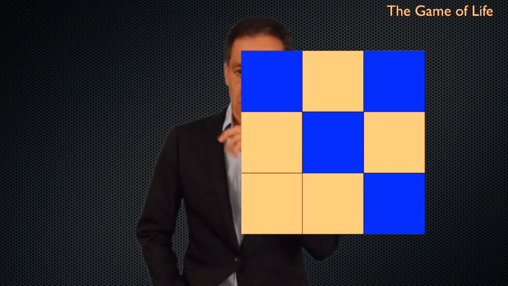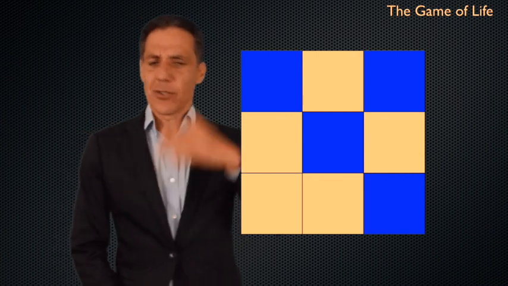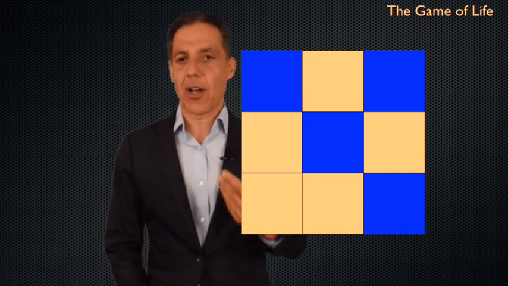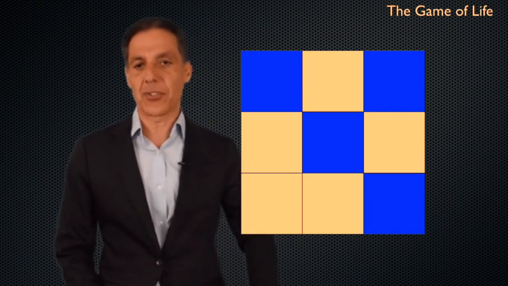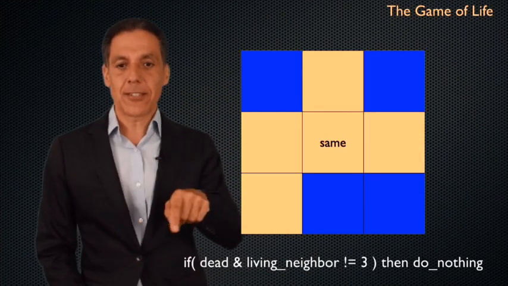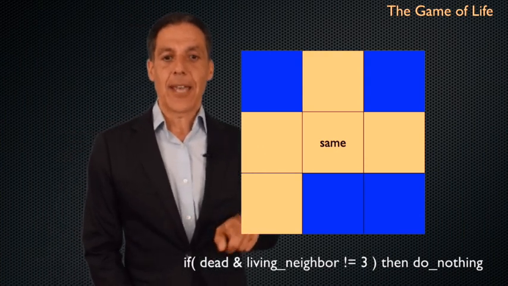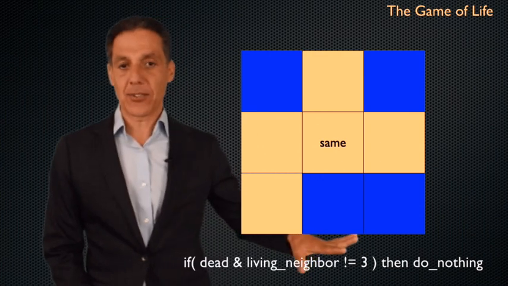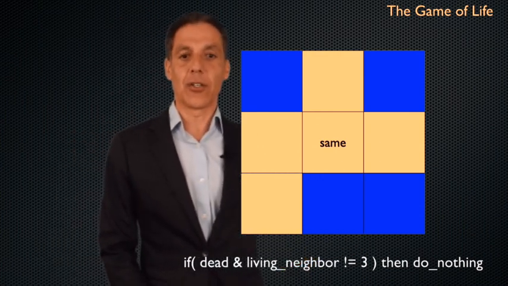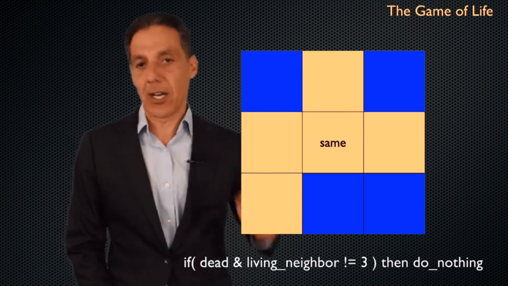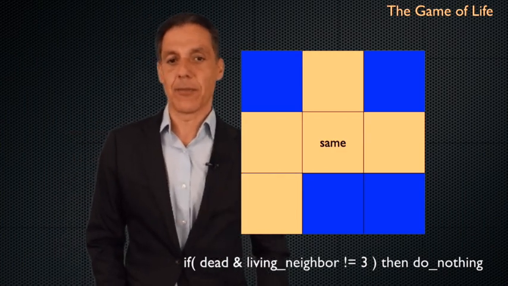Good. Simple rules, right? And you can see the conditionals, you can see the check to see how many neighbors you have and all that. Now, how we implement the details of that, we'll see in a little bit when we look at the code. Oh, sorry, one last thing. If I am dead and the number of living neighbors is not 3, well, then nothing happens, right? So here I have 4 living neighbors. I'm dead, but I don't get to be revived because I need exactly 3 to be revived.